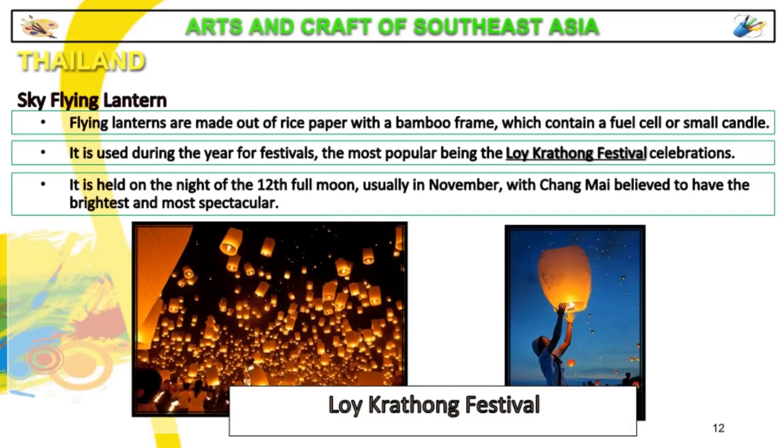In Thailand as well, they are very famous for the sky flying lantern. Flying lanterns are made out of rice paper with a bamboo frame, which contain a fuel cell or small candle. It is used during the year for festivals, the most popular being the Loy Krathong festival celebrations. It is held on the night of the 12th full moon, usually in November, with Chiang Mai believed to have the brightest and most spectacular.